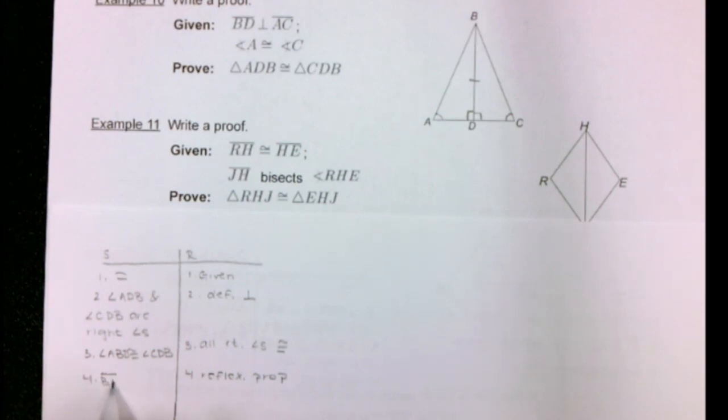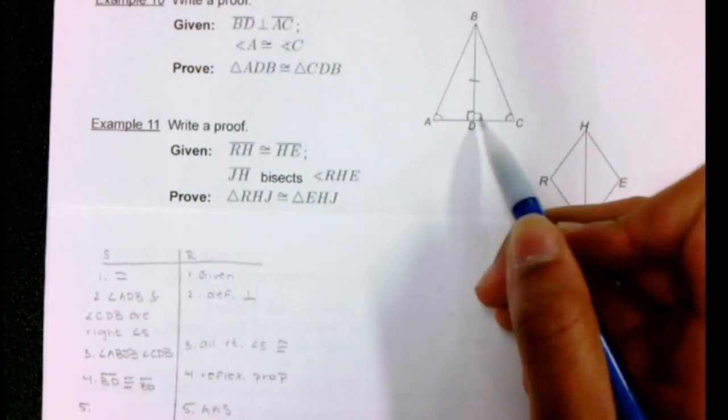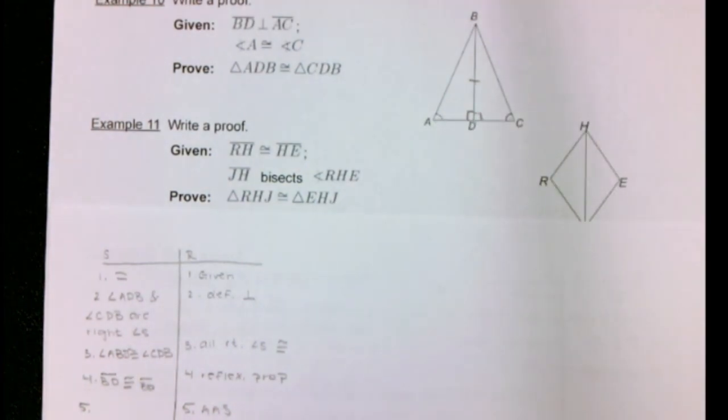So BD is congruent to BD. And then using the AAS theorem, because we have two angles that are congruent to each other, and then a side, so angle, angle, side, we can prove that triangle ADB is congruent to triangle CDB.